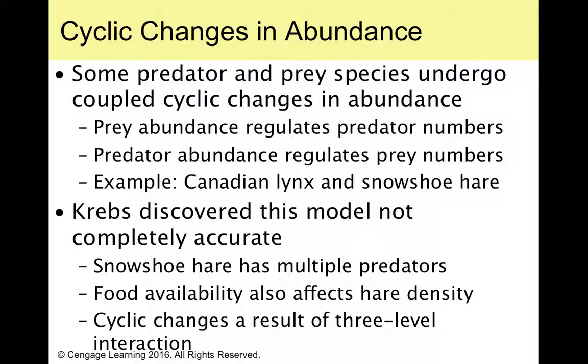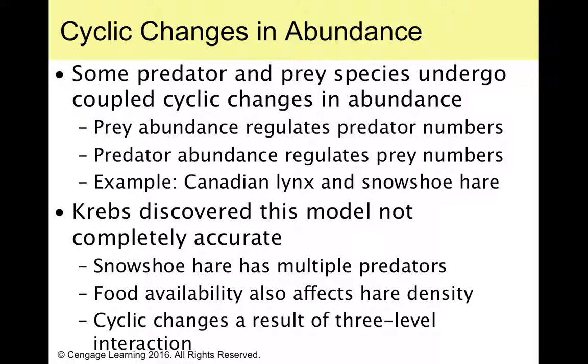So there are cyclic changes in abundance. Some predator and prey species undergo what appear to be coupled cyclic changes. The population of the prey and the population of the predator seem to be very closely linked. The prey abundance regulates the predator numbers, right? The predator abundance regulates the prey numbers. Makes sense. An example of this is the Canadian lynx, which is like a big old bobcat, and the snowshoe hare.